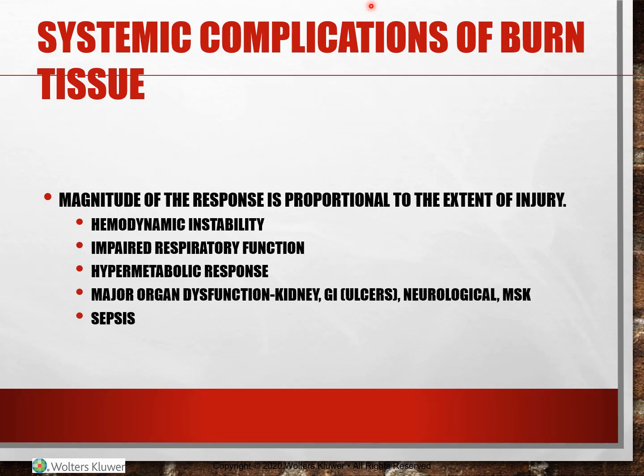Another systemic complication is hypermetabolic response. The stress of a burn injury increases metabolic and nutritional requirements. Patients who are burned also hypersecrete stress-related hormones such as catecholamines and cortisol, and that also increases their metabolic needs as they try to maintain homeostasis. Heat production is also increased in an effort to balance heat loss from that burned area. And so those are things that also increase that metabolic rate.